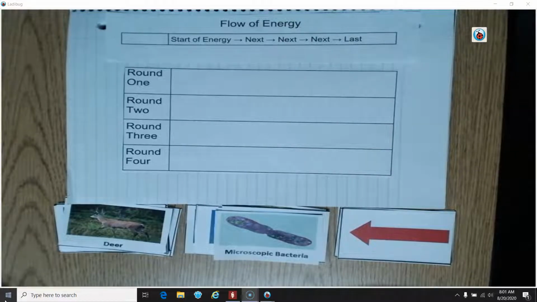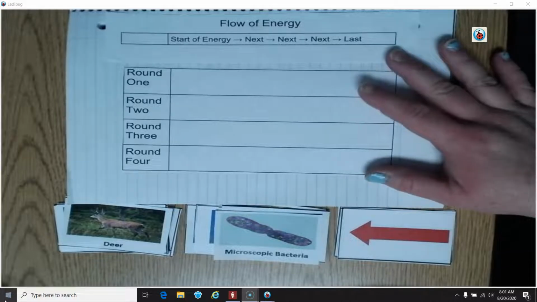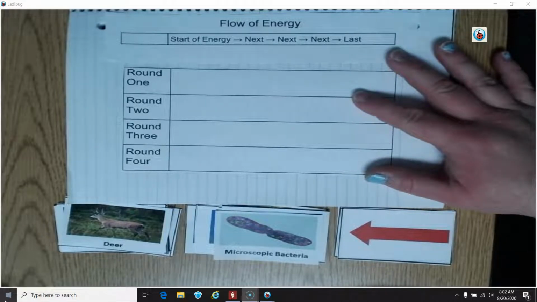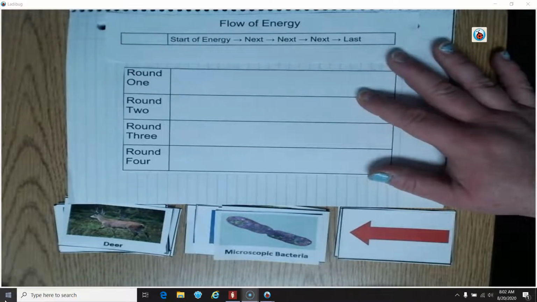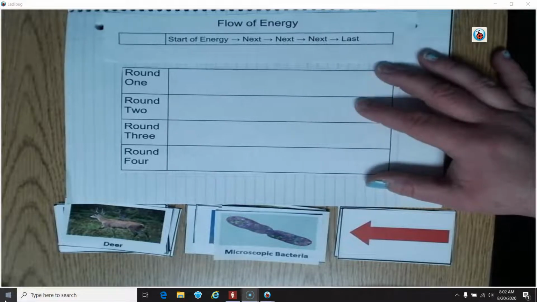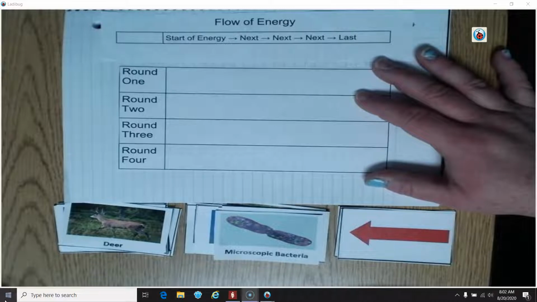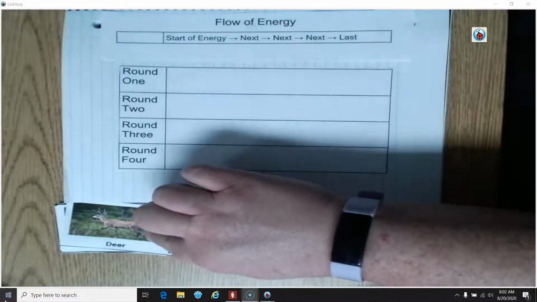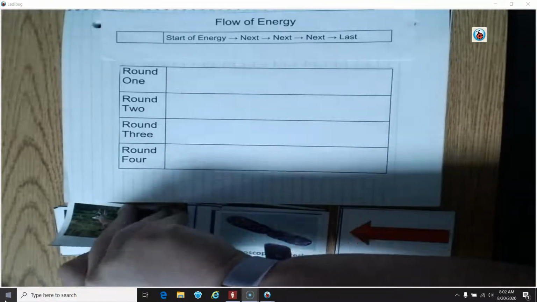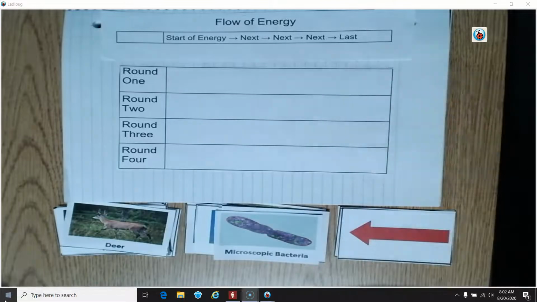Now, if you cannot print at home, no big deal. What I would suggest is drawing this organizer in your journal, just like we did last week when we did the fallen tree article, and some of us drew that graphic organizer into our journal. That would work as well. And if you cannot print these pictures, either draw the picture cards or just write the words, okay? You could write the labels of all these things, and that would work too.